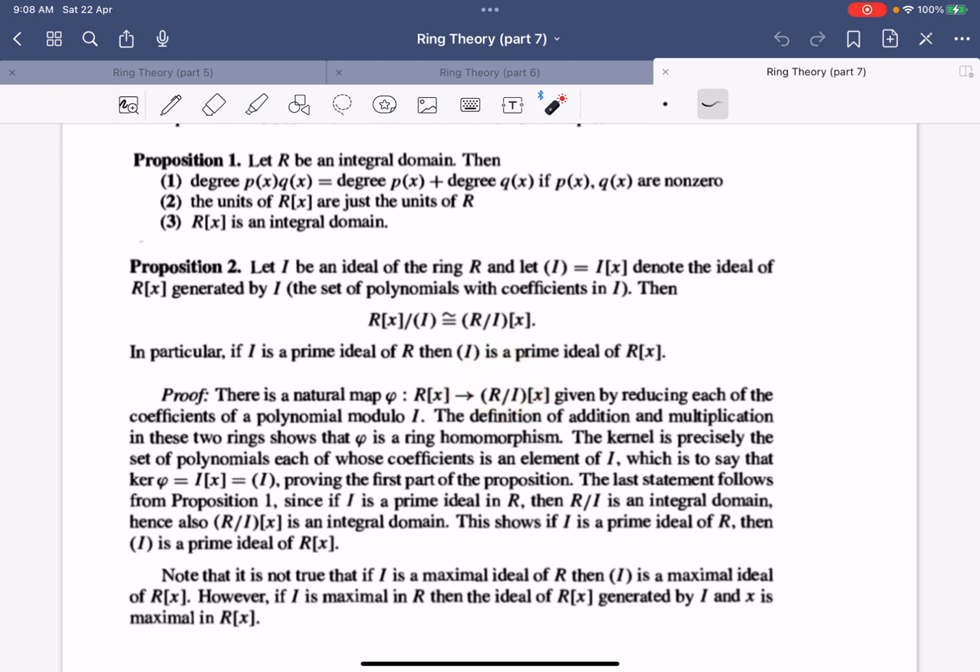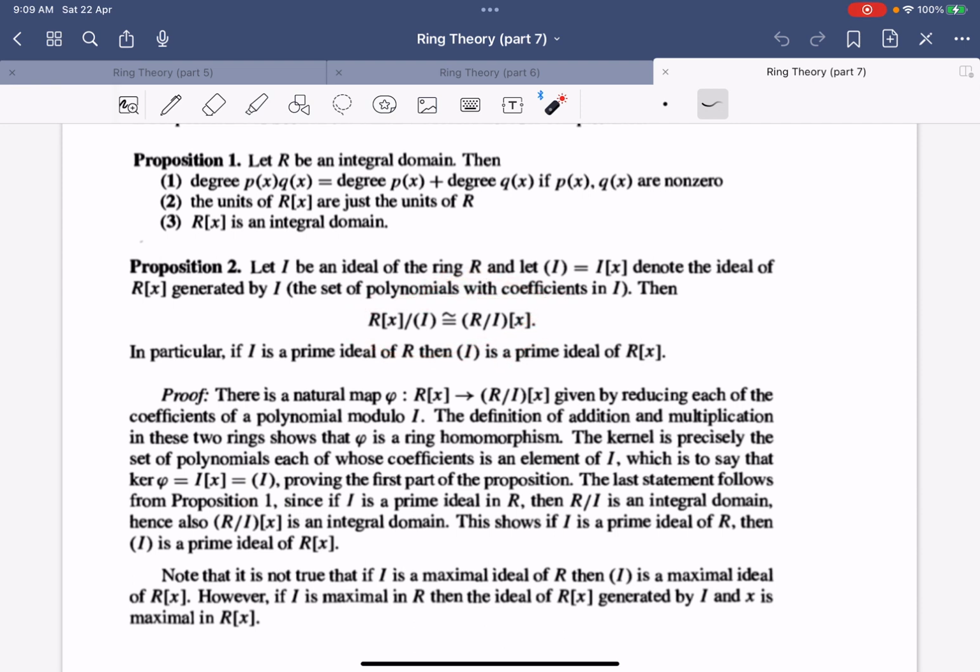polynomials to the new polynomial ring with the quotient as the coefficients, given by reducing each of the coefficients of a polynomial modulo I. And as a result of this, you can show that this map is a ring homomorphism, and the kernel is precisely the polynomials whose coefficients are elements of I, which is to say that the kernel is I[x], which is the ideal generated by I. This proves the first proposition.